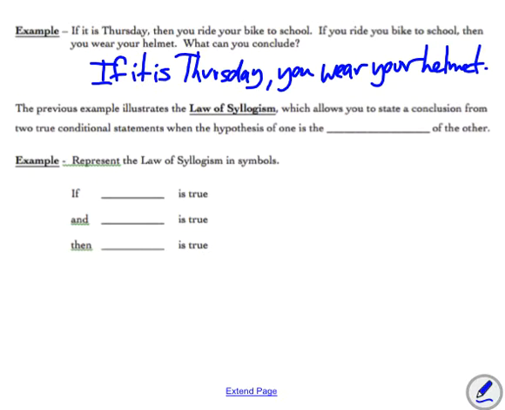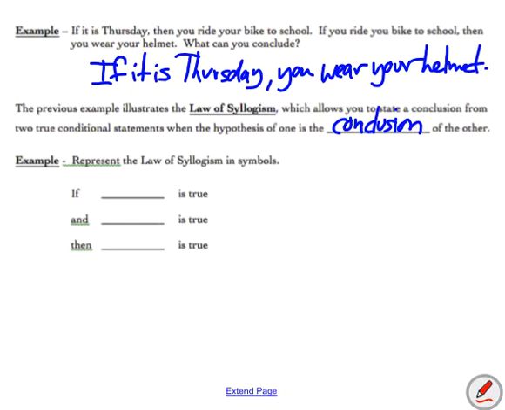And so this is what we call, it's actually an illustration of the law of syllogism, which I did not name, but it certainly sounds a little bit like my name. So this is the law of syllogism. Basically, all this is doing is allowing us to state a conclusion from two conditional statements where the hypothesis of one is the conclusion of the other. We'll go back and take a look at how that applies to this example problem that we just did.